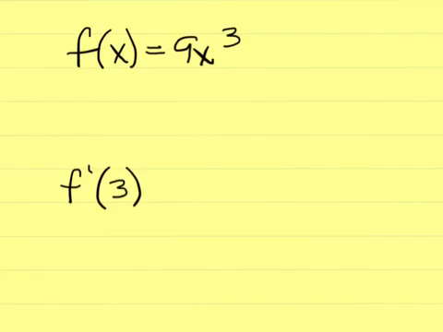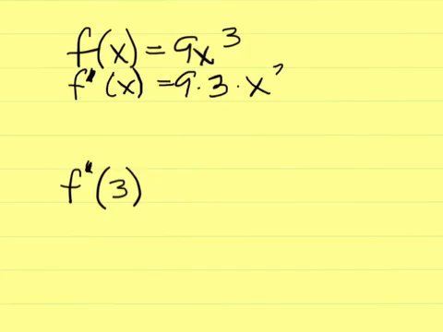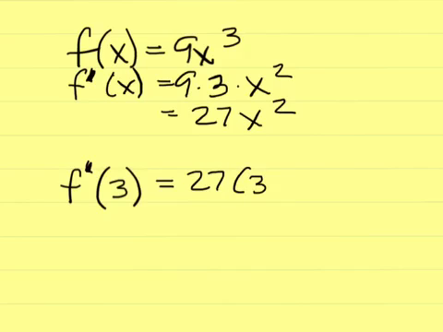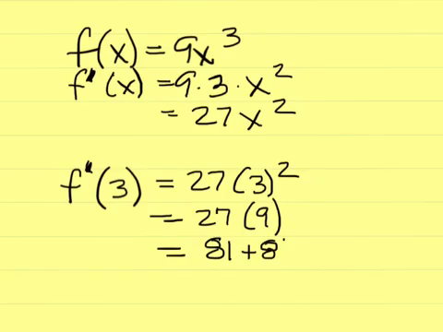The solution for this is that if you're going to find the derivative, then it's going to be 9 times 3 x to the second, which would be 27x to the second. And if you evaluate for 3, you end up having 27 times 9. That's the same thing as 81 plus 81 plus 81, which is 243.